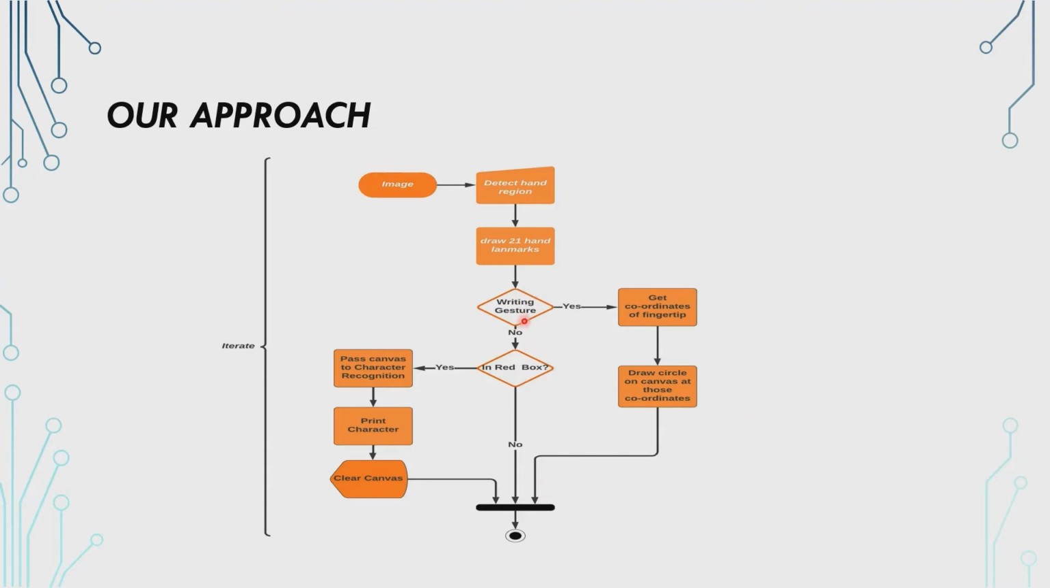Next, if there's no writing gesture found, we check: is the hand in the red box? If the answer is yes, we pass the canvas to the character recognition system. We print the character, we then clear the canvas. If the answer is no, we do nothing, and then we iterate. And this process is continued until the save and close button on the interface is clicked on, or until the program is stopped by force.